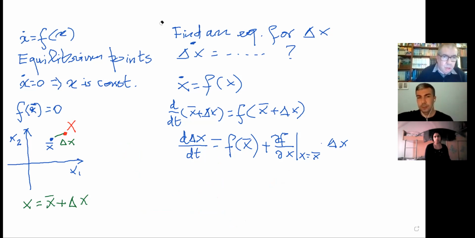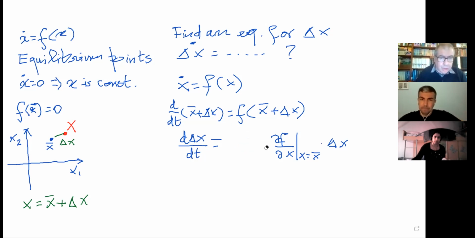Now, can we make simplifications here? What can we simplify here? We have the derivative, then we have this term f of x bar. This is a vector of constants. What can we say about it? It's zero, by definition of equilibrium point.